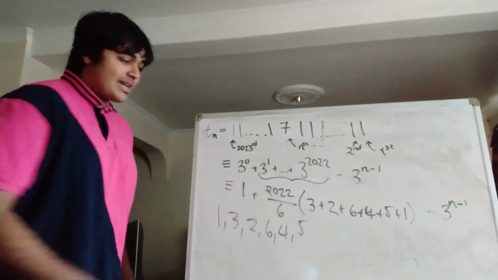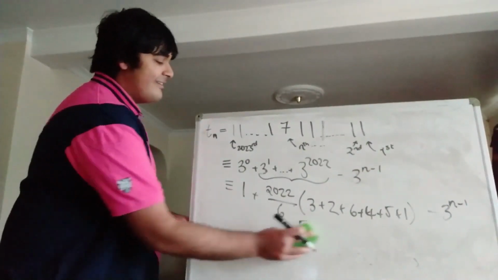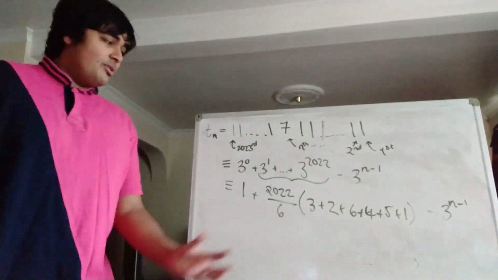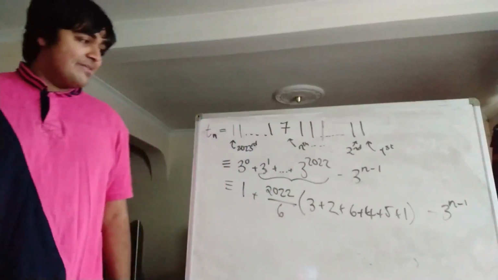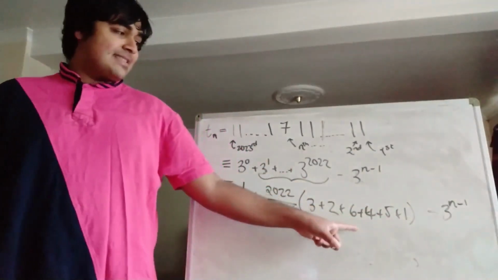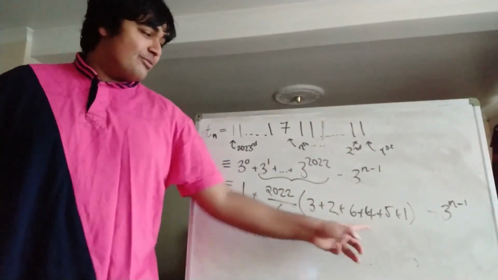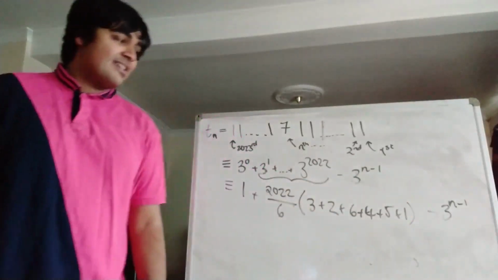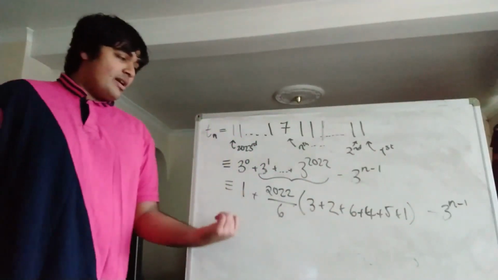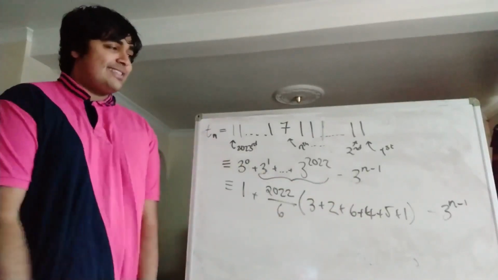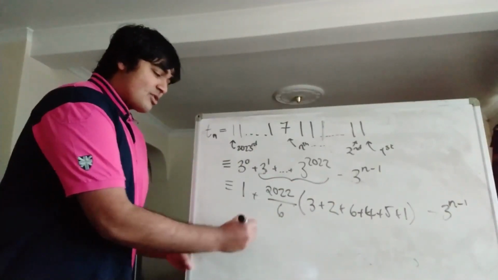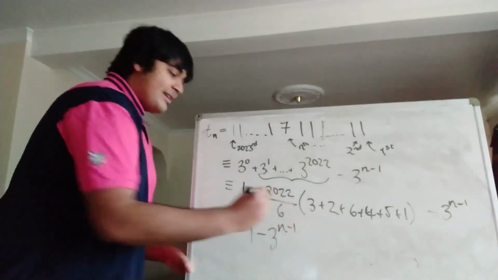Now we don't actually need to work out what this is, because remember we were looking at this mod 7. This thing here is an integer, but thankfully this is a multiple of 7, because 1 plus 6 is 7, 5 plus 2 is 7, and 4 plus 3 is 7. So all in all, this is just 21. So we have 1 plus 2022 over 6, which is an integer, times a multiple of 7, minus 3 to the n minus 1. So all in all, this is just congruent to 1 minus 3 to the n minus 1, mod 7.